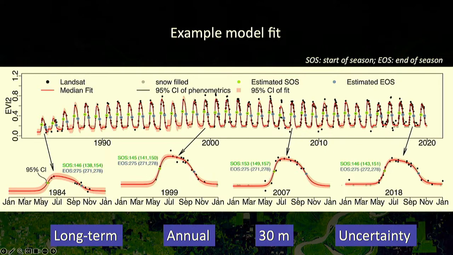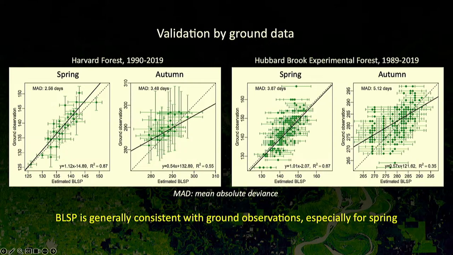So we think we solved the problem. We have long-term observations, maybe 40 years of phenology using Landsat, annual and at 30 meters, and we have this uncertainty to tell you how confident you can be in using those estimates. Of course, we're not playing a math game, right? We want to compare with ground observations. So we did that with the Harvard Forest ground-observed phenology and Hubbard Brook Experimental Forest. Spring is generally very consistent. Autumn is a bit off, but it's reasonable, I would say. The mean absolute deviation is 3 days and 5 days. It's not that different.